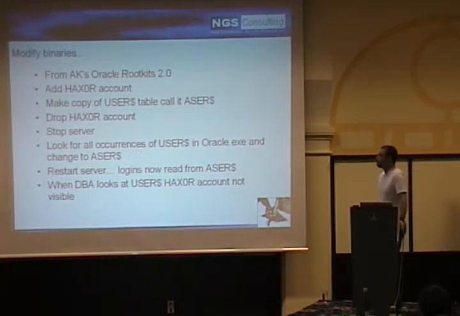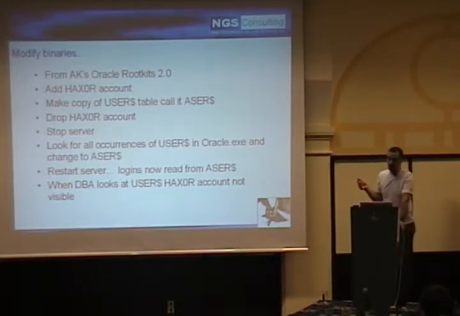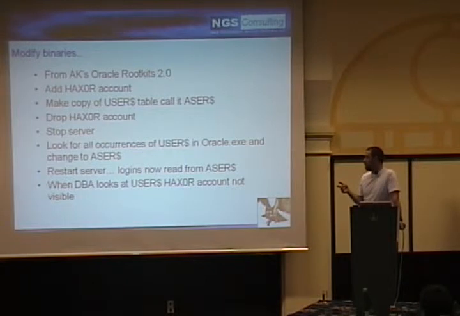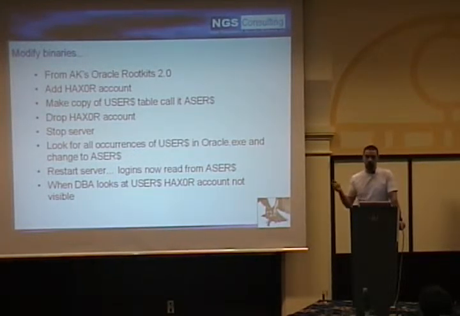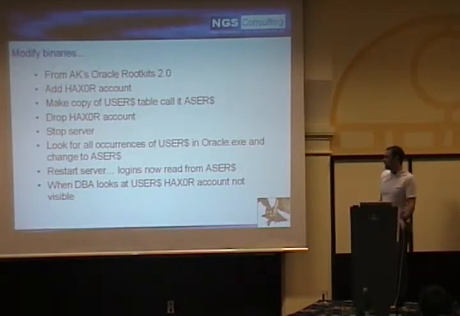Okay, modifying the binaries. From Alex's Oracle Rootkits 2.0: add the account, make a copy of the user table and call it ASER$, drop the account, stop the server, look for all occurrences of user$ and change it to ASER$, restart the server. Now all logins are read from this table. And so when the DBA looks at user$, because he thinks, okay, I can't trust the view, so I'll look at user$ instead, the account is not visible.